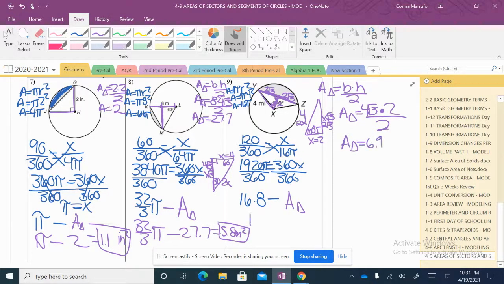So the area of my triangle, I'm going to go ahead and do 16.8 minus 6.9. And that gives me 9.9. My units here are miles squared. And that's it.